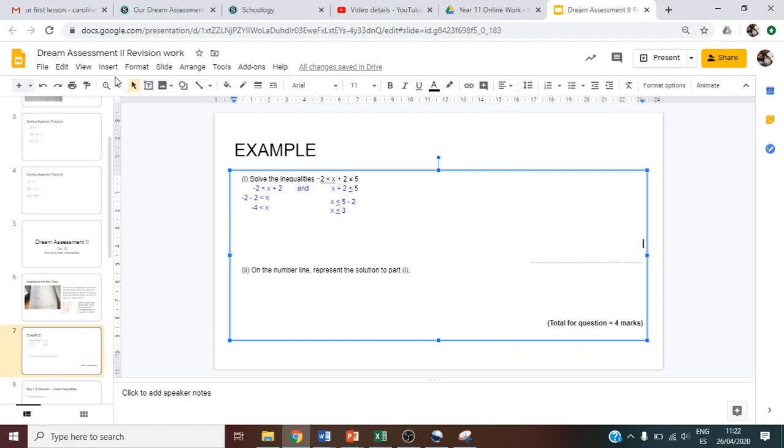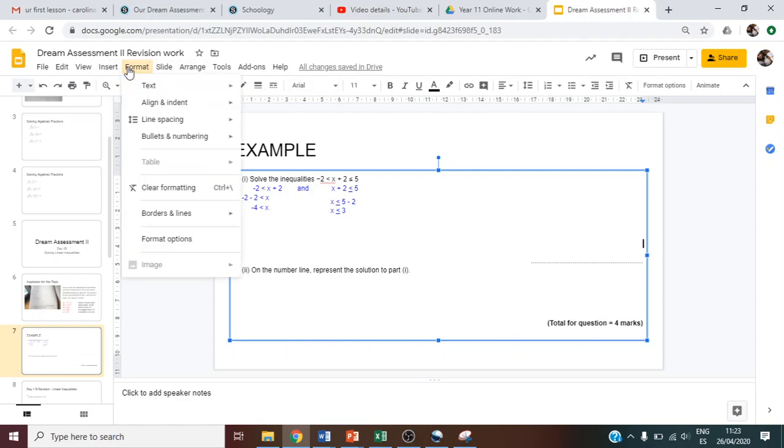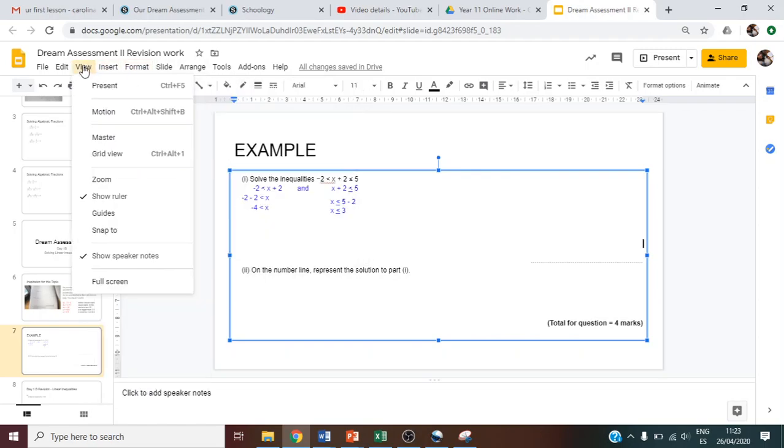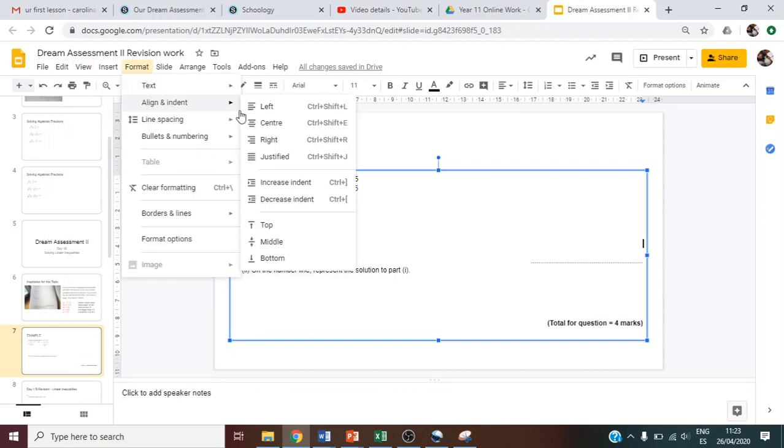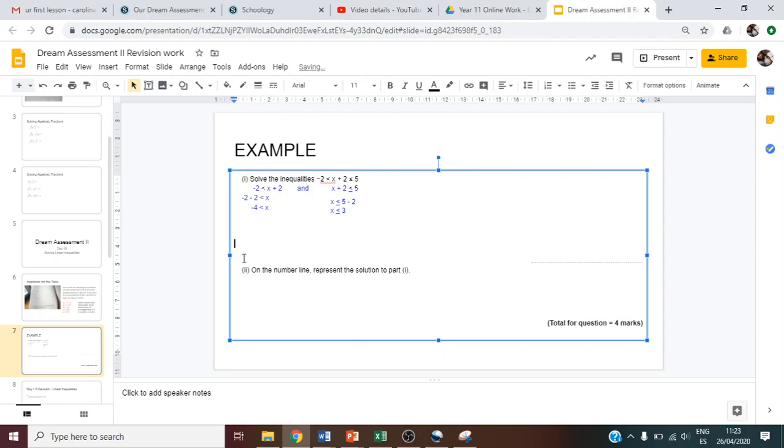This is going to the wrong side. Format. Align. I'm going to do left align. Okay, I want to combine that inequality. So I want to say x is in between what values? I'll put x, and it's in between. I'll put the lower value first, -4, and I'll put the bigger value after, 3.